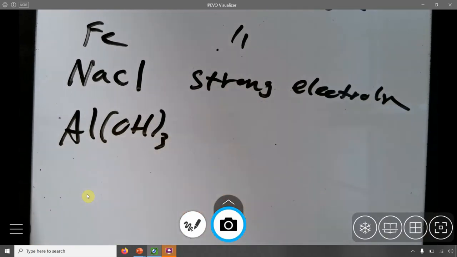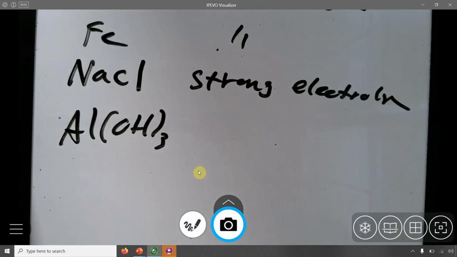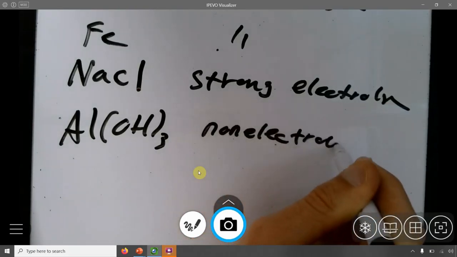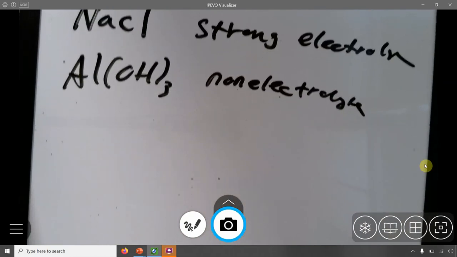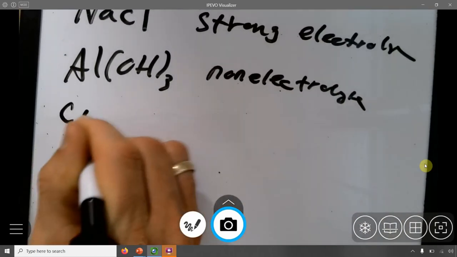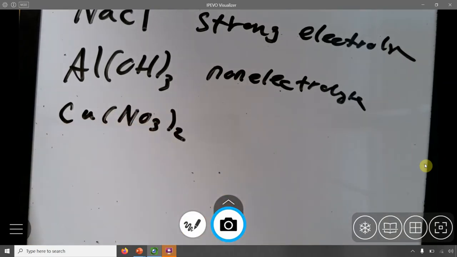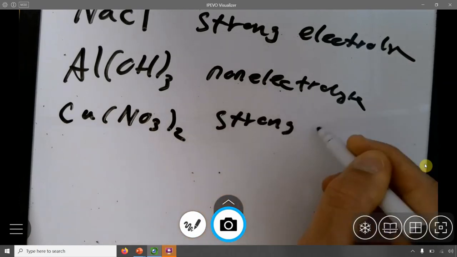Aluminum hydroxide. If you look at your solubility table, you will see that first of all, it's ionic. It's going to be a non-soluble compound, and therefore it's going to be a non-electrolyte. So this kind of reviews all the things that we've done. Copper nitrate. Well, all nitrates are soluble. Therefore, this is going to be soluble, and this is going to be a strong electrolyte.